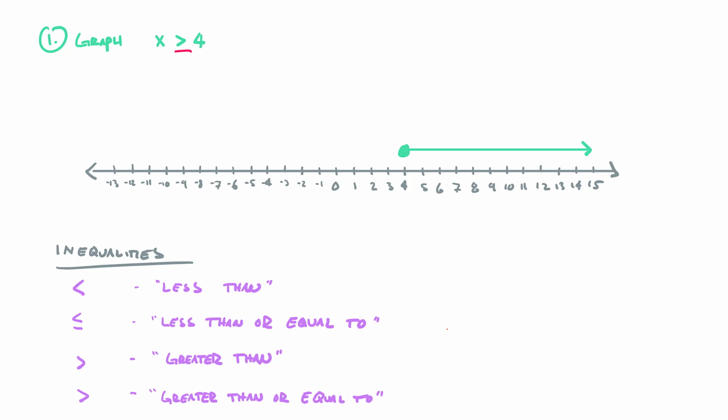Okay, and then you'd close in the circle if it was x greater than or equal to 4, or you'd use a bracket if it was greater than or equal to. But since this one's strictly greater than, we've got the open parentheses. All right, here's another one.